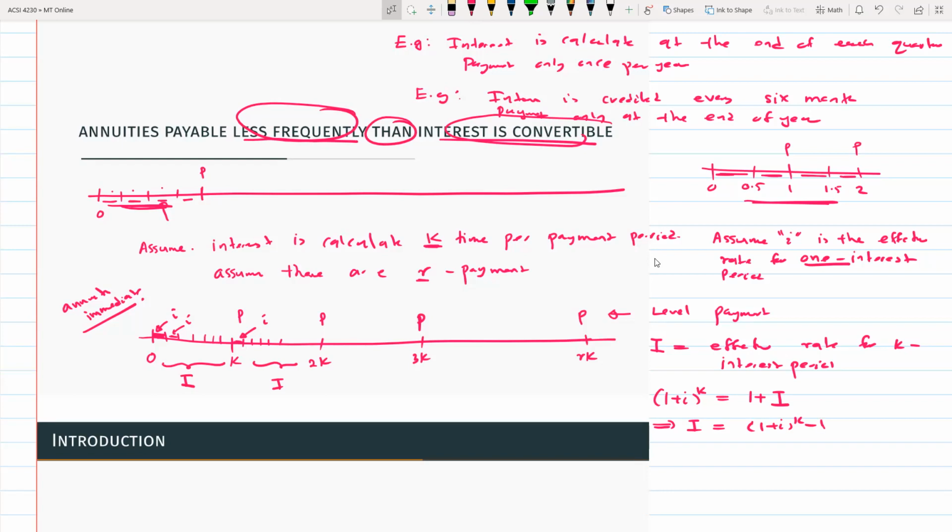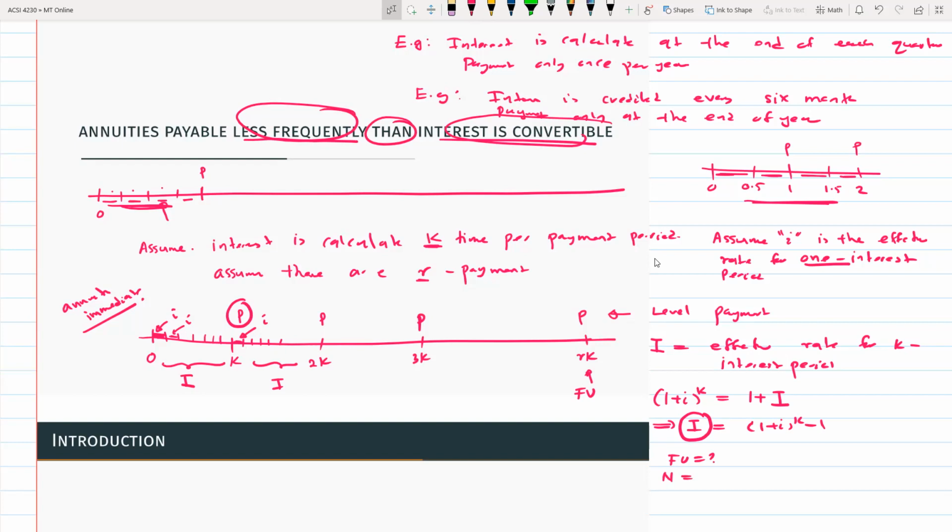Okay. So now you can see that if you use this capital I and the payment P and the other numbers in the calculator, you can get the answer. So basically, you can say, if you want to get, let's say, the future value.